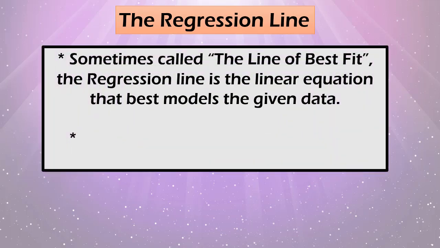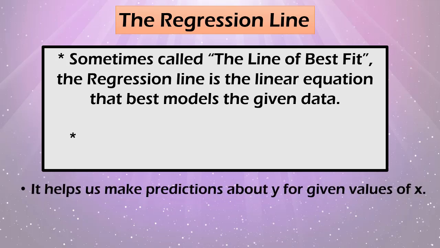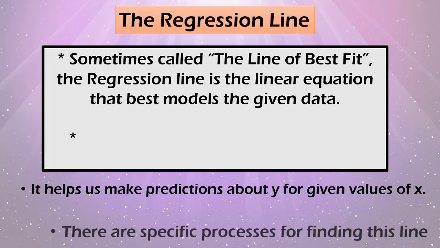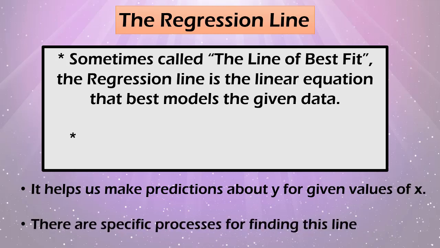What the regression line is, sometimes it's called the line of best fit. It's the linear equation that best models the given data. It helps us make predictions about y for given values of x. And there are specific processes for finding this line. Now you'll notice that we're leaving a blank on this definition because we're going to discuss a little bit before we fill in that next part. Otherwise the next part doesn't quite make sense.